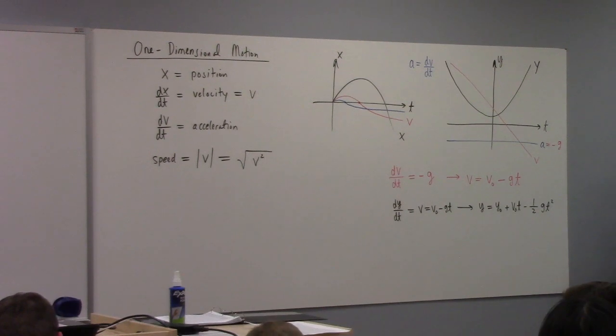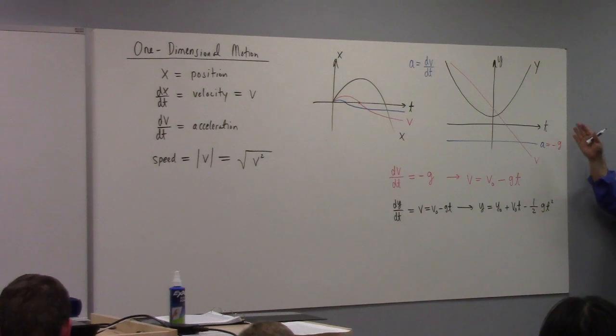And my bad. Is that the right way? This is a parabola with a negative coefficient of t squared. Is that what it looks like?